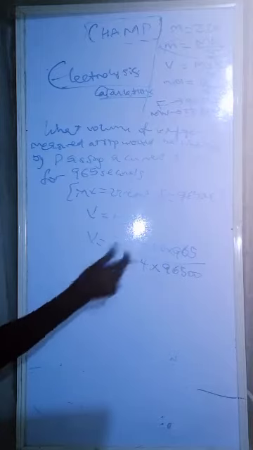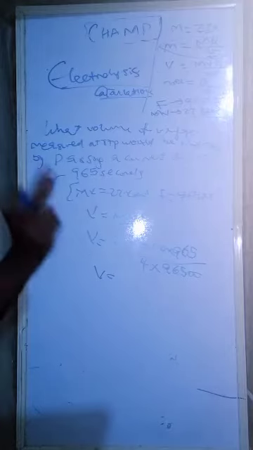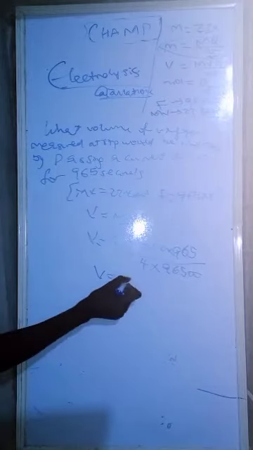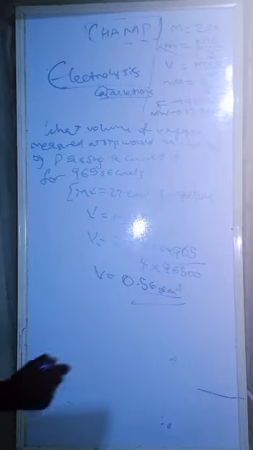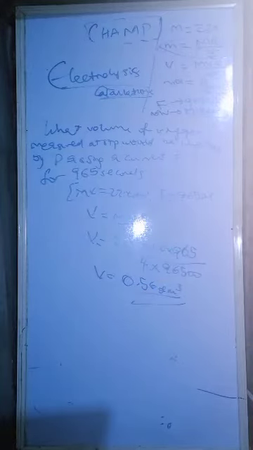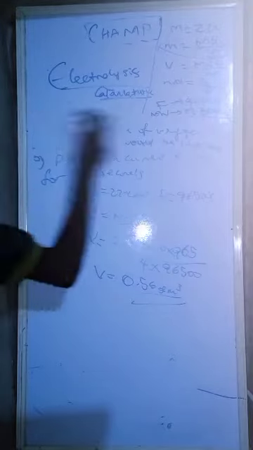So you have 4 times 96,500. Yes, let's try to press. To make an accurate guess, my answer will be 0.56. But let me just confirm from my calculator and see the answer that I'm going to get. Yes, so that's 0.56 dm cube, because it's volume. So the unit of volume is dm cube. Then let's take another question now.